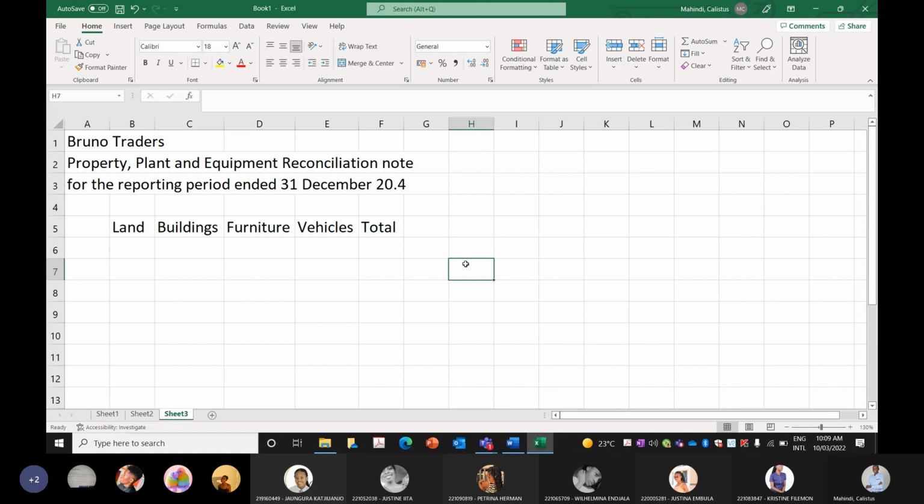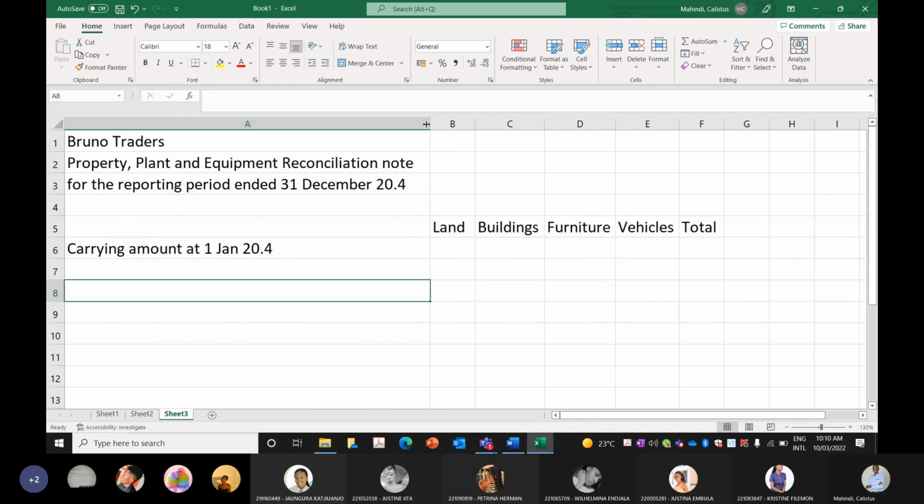If you don't have time, you can ignore the total column because we're going to mark each of the components separately. Unless you need to know the total that you're going to show in the statement of financial position, then you will need the total column. All right. So the format, and then you say the carrying amount at 1 January 20.4. You might see in some books it will say gross carrying amount. All right, that just means the total carrying amount. So the carrying amount at the beginning is just your cost less accumulated depreciation.